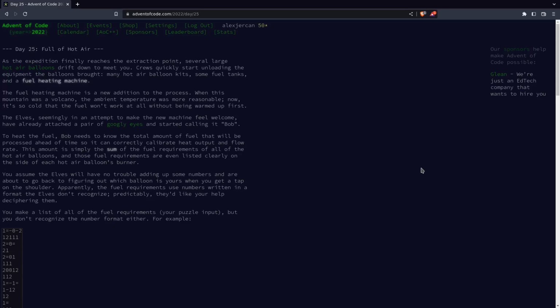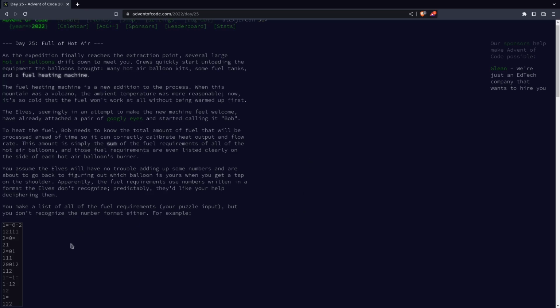Right, so the last day of Advent of Code, day 25, and we are very close to helping the elves save the Christmas. All that we have left to do is to help them get into the hot air balloons and fly off from the jungle, like from the top of the mountain back to the North Pole with the fruits that we managed to find. However, as usual, we are encountering a small issue.